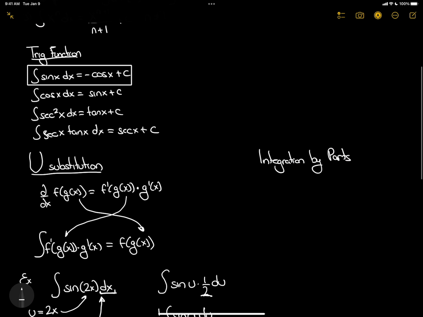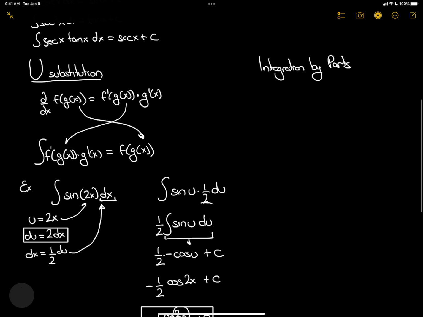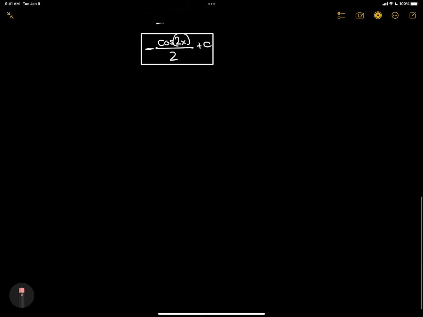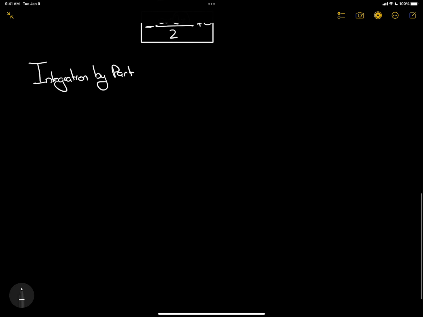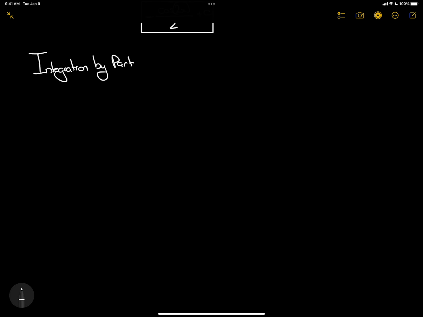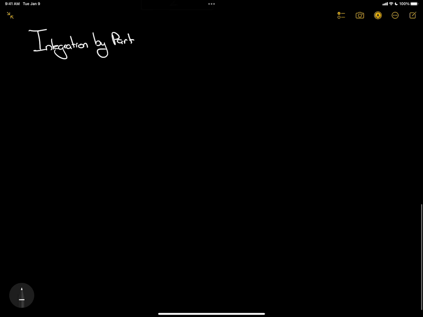Okay, let's go ahead and take a look at the second part here, which is going to be integration by parts. I'll put it down at the bottom here so it's a little bit easier to see. Let's take a look and see how to solve using this rule. Integration by parts is also another really interesting rule that requires you to remember your product rule.